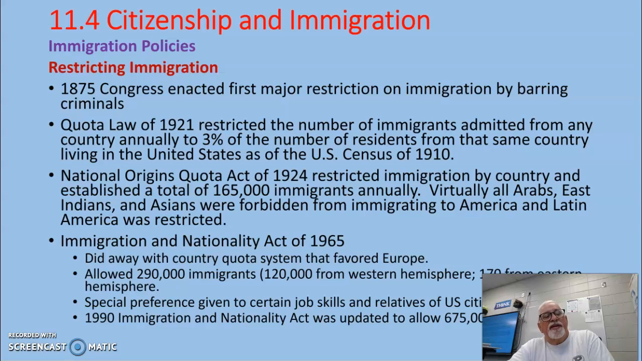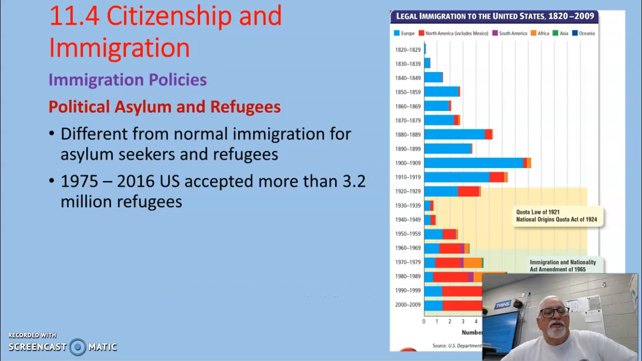They allowed 290,000 immigrants, 120,000 from the Western Hemisphere, 170,000 from the Eastern Hemisphere, that would be Asia and China, places like that. And then the special preference was given to certain job skills. If you had a job and they couldn't find an American to do it, you could come. In 1990, the Immigration and Nationality Act was updated, and it allowed 675,000 instead of 290,000 immigrants.